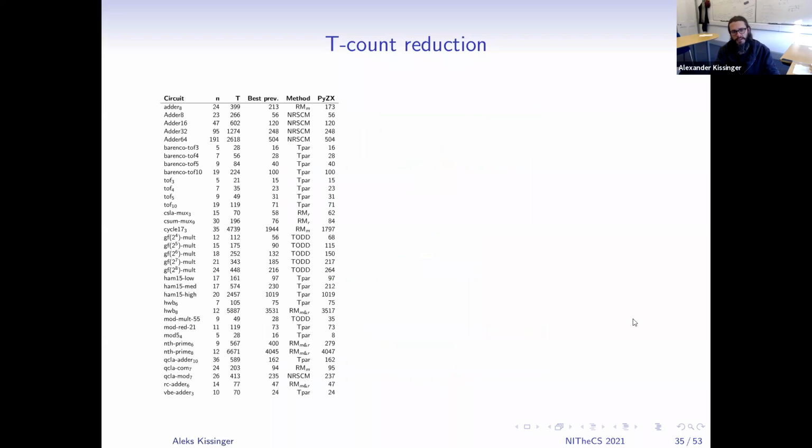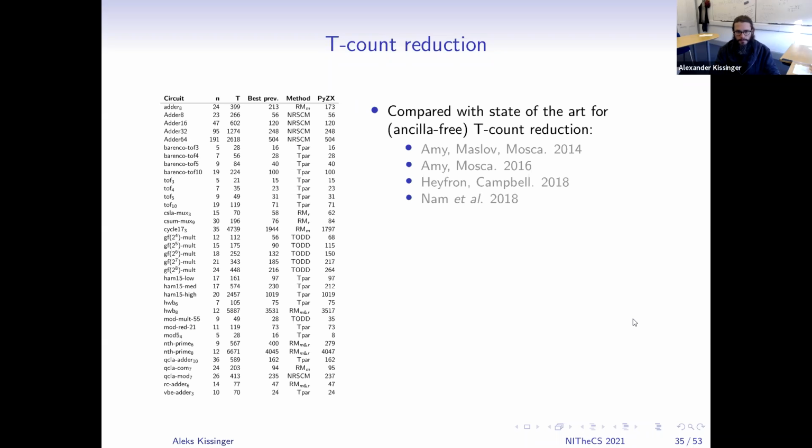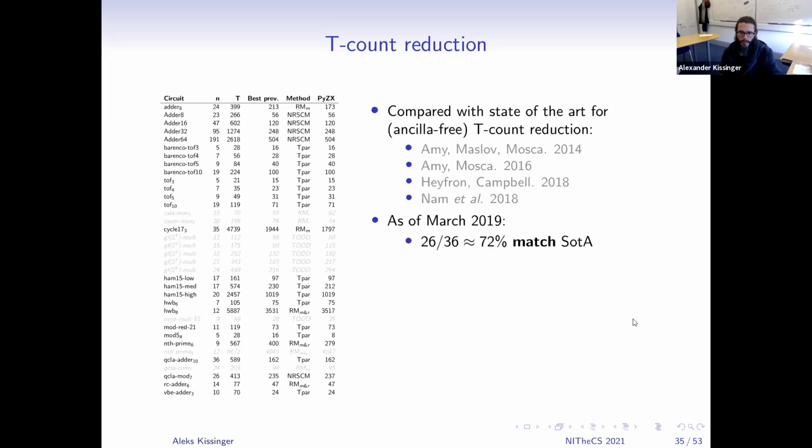We tried this and it worked pretty well in comparison to the state of the art at the time. We did this back in 2019, and we compared it to these other ancilla-free T-count reduction procedures, which were around at the time. On about 70% of the benchmarks, we were matching the best known, and on 17% of them, we were doing a bit better. So we were able to push the boundaries of this problem a bit using this technique.